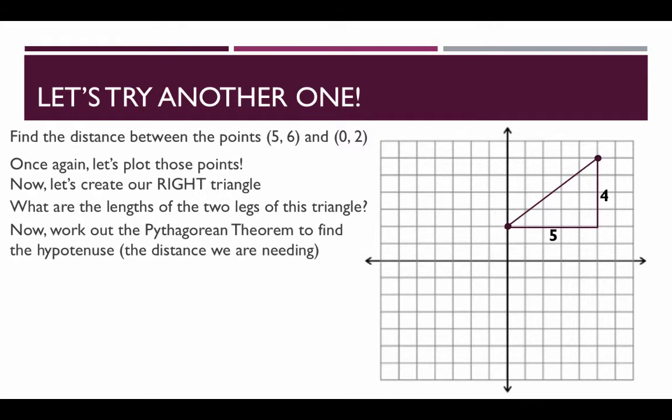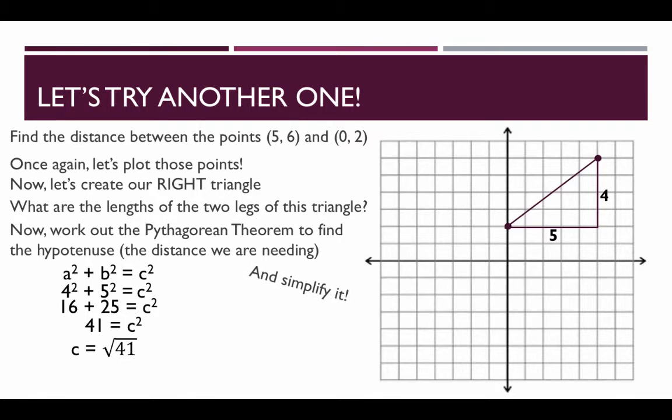And now I can work out the Pythagorean theorem to find the length of the hypotenuse, which is the distance that we need. So I have a squared plus b squared equals c squared. Plug in 4 and 5 for my a and b. 16 plus 25 equals c squared. 16 plus 25 is 41. So 41 is equal to c squared. And I'm going to square root both sides and get c is equal to the square root of 41.